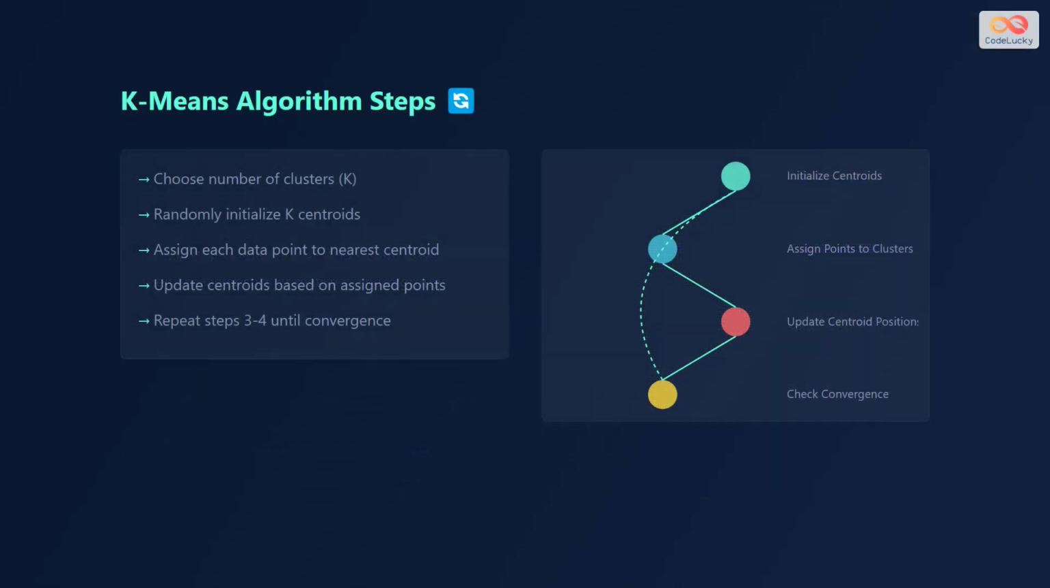Let's break down the steps involved in the k-means algorithm. First, choose the number of clusters, which we represent with the letter k. Then, randomly initialize k centroids. After that, assign each data point to the nearest centroid. Next, update the centroids based on the assigned points. Finally, repeat the assignment and update steps until the algorithm converges, meaning the cluster assignments no longer change significantly.